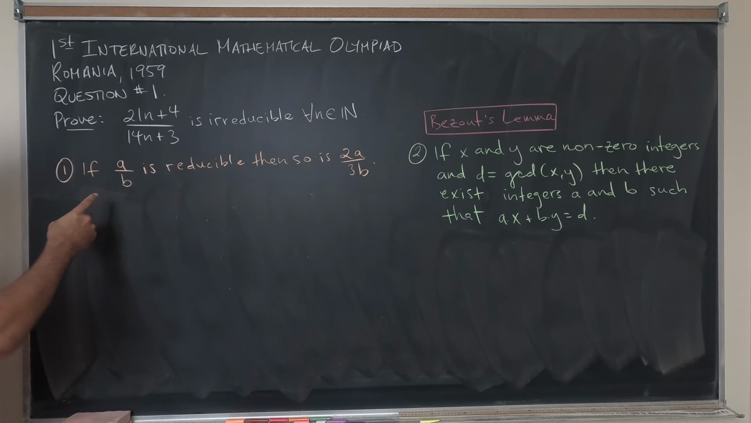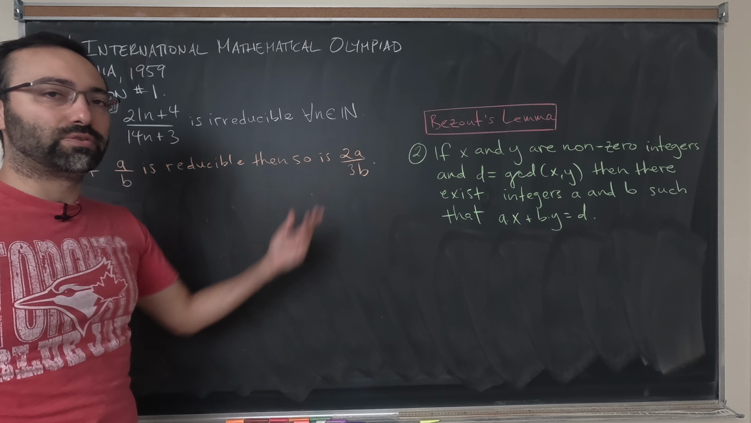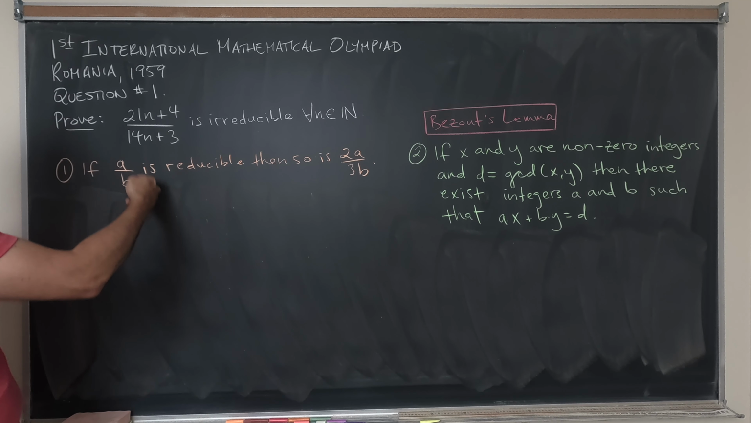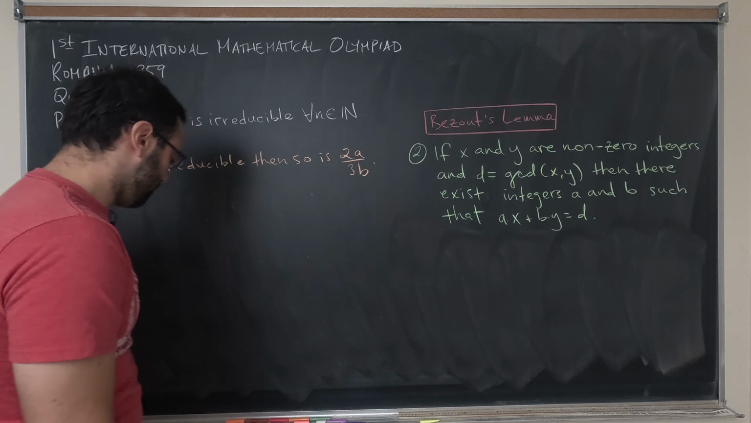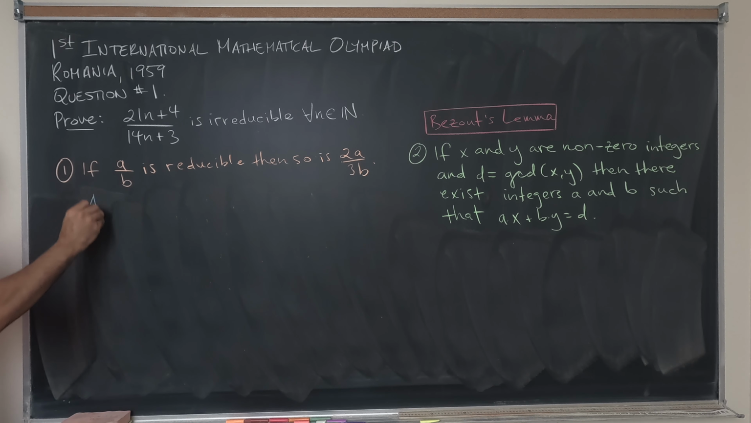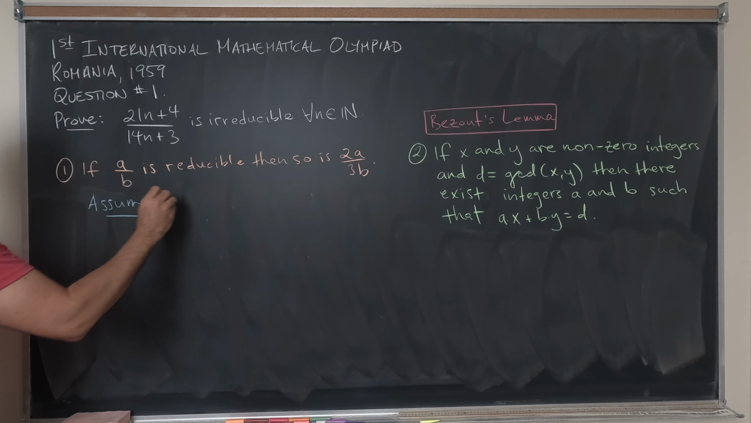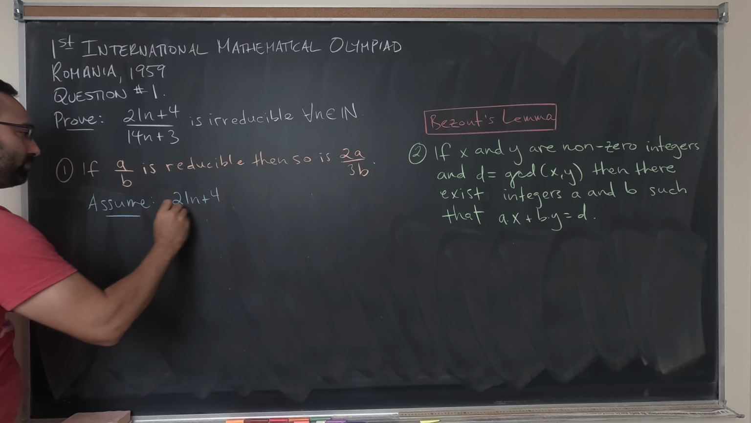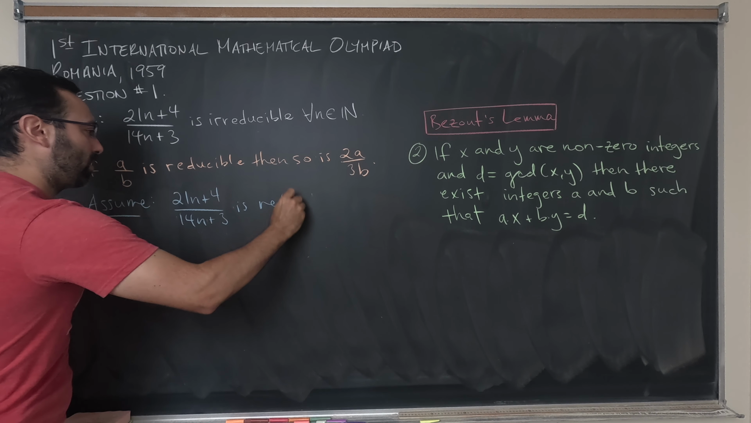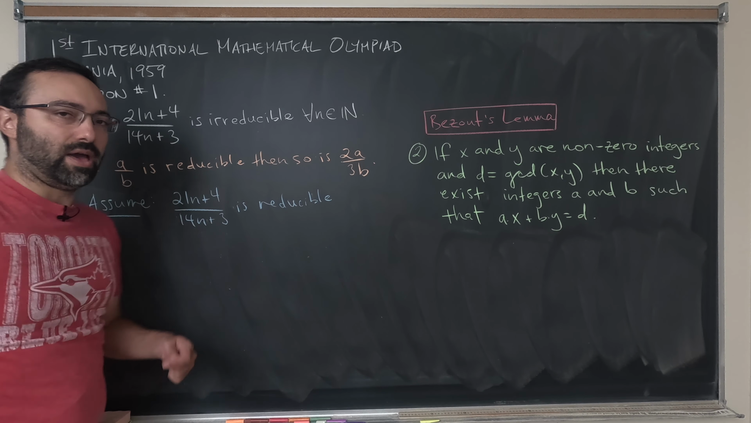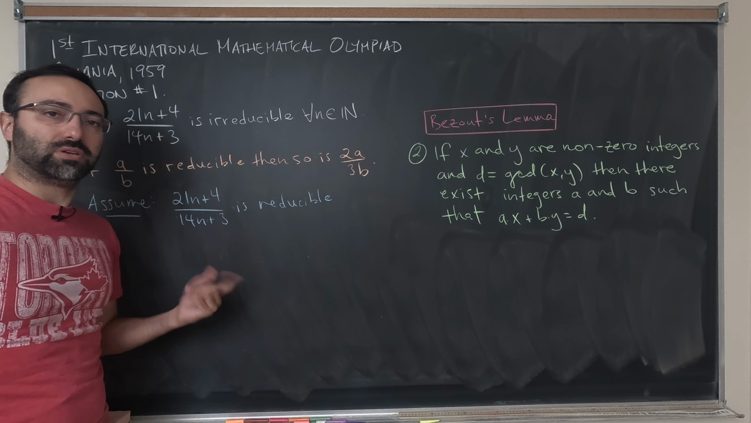Let's first notice that if we have a ratio a over b and it's reducible, then so is 2a over 3b. Obviously, if this can be reduced, then in this expression, the a over b can be reduced as well. So let's assume that this ratio is reducible. And if that's the case, then 2 times this divided by 3 times this is also reducible.